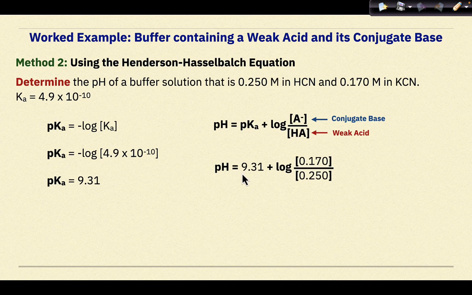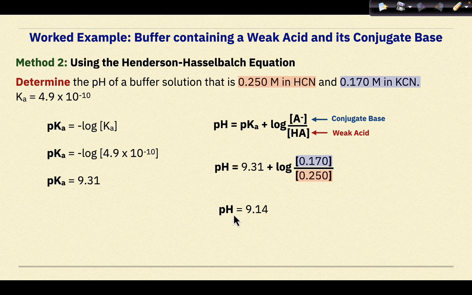So pH is equal to 9.31, which we just calculated here, plus the log of our conjugate base, which comes from our stimulus here, and the concentration of our weak acid, which comes again from our stimulus. The last thing that we need to do is do the calculation. And once we do the calculation here, pH is equal to 9.14. Note that this matches the answer from the previous slide using the RICE table.